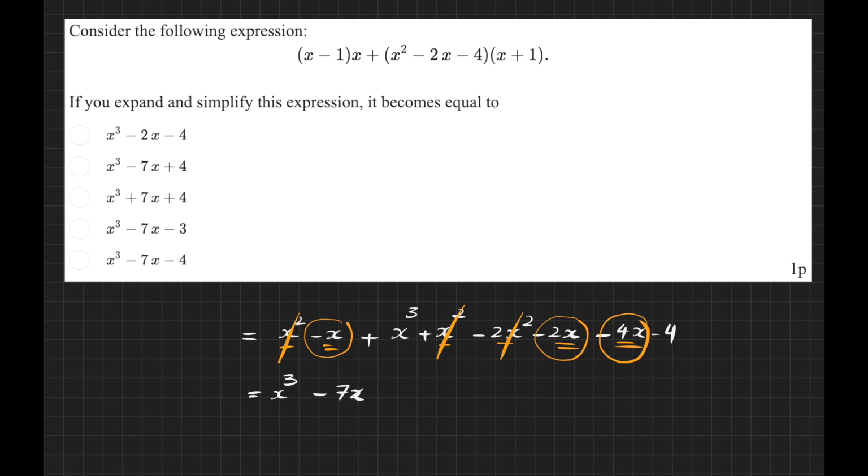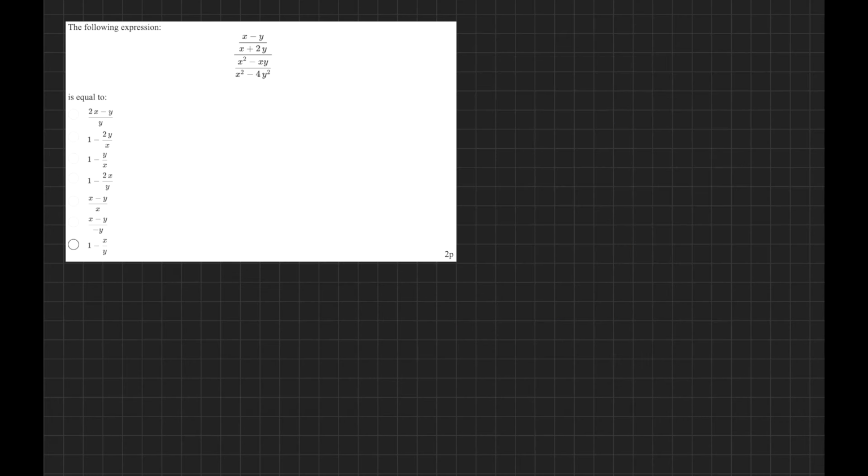And then finally I have minus 4, which is alone. So this becomes minus 4. And then if you see which answer is correct, in this case it is the last option. Okay? Okay, here the goal is to simplify this expression.